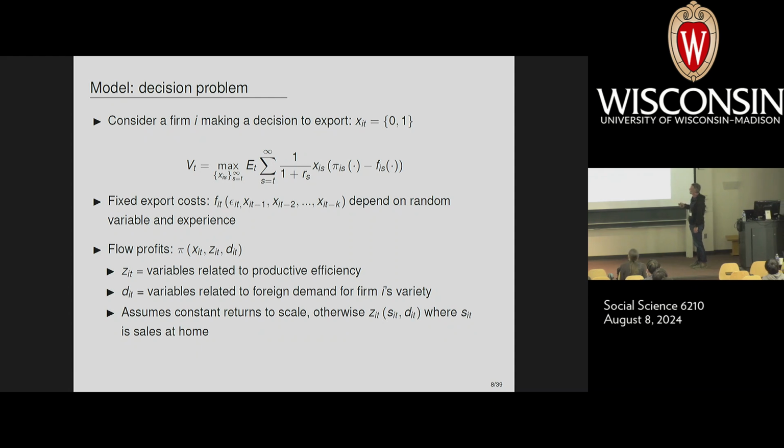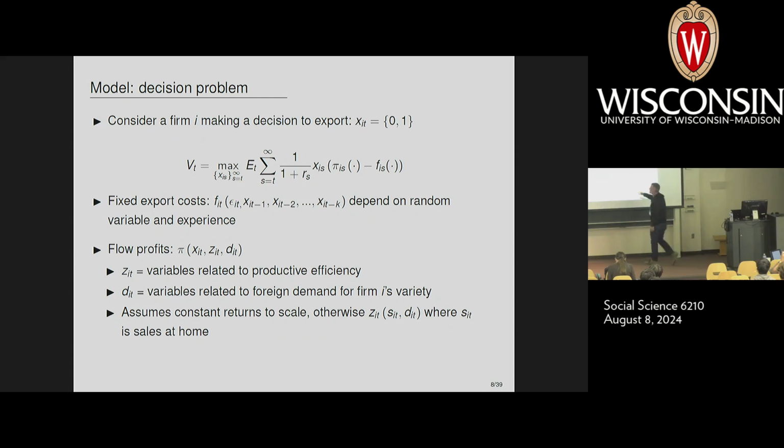And we can also make this history dependent. In fact, the history dependence here is going to be important. We'll trim it to depend on just one period's past for the model. But the idea here is that there's some history. Whether I'm exporting today largely depends on whether I exported in the past. And we can see some of that is going to come from this. Okay, so that's how fixed costs could look in the most general form.